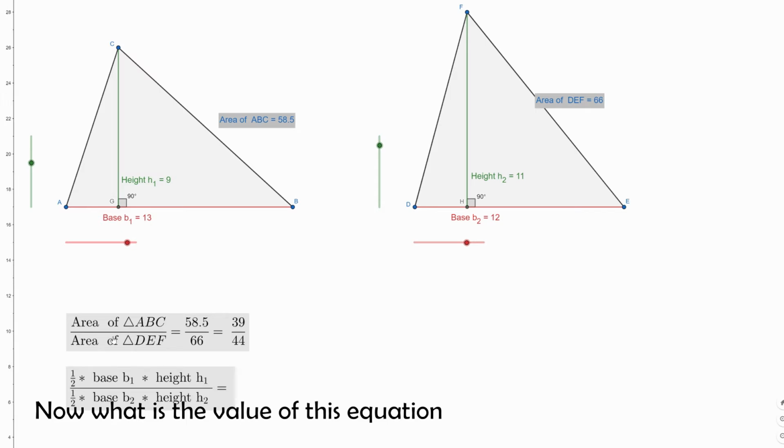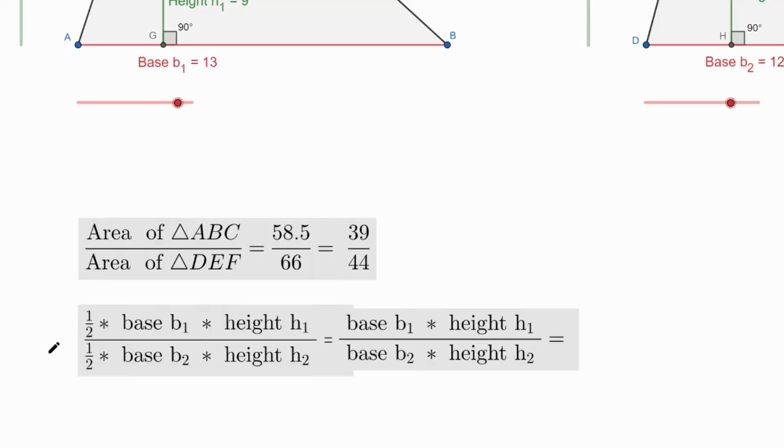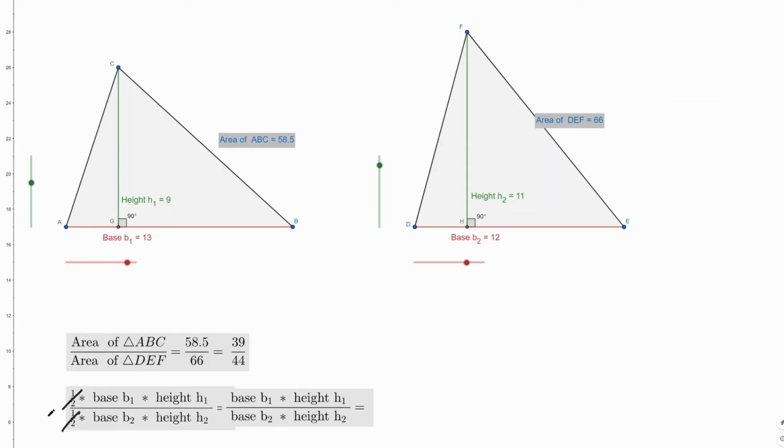अभी इसका value क्या है? Base B1 multiplied by height H1 upon base B2 multiplied by height H2. What happens is this half and this half gets cancelled, and so you get this. Now what is this equation equal to? I have replaced B1 and H1 with its actual segment. So B1 is replaced by segment AB and H1 is replaced by segment CG, and same for the denominator.